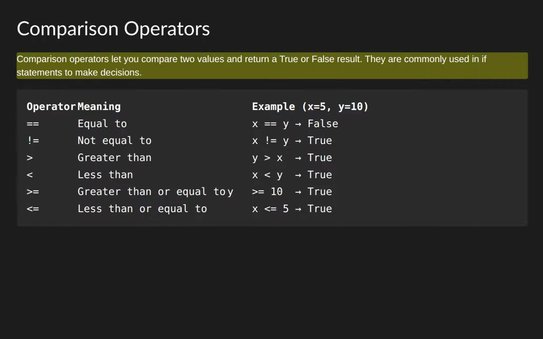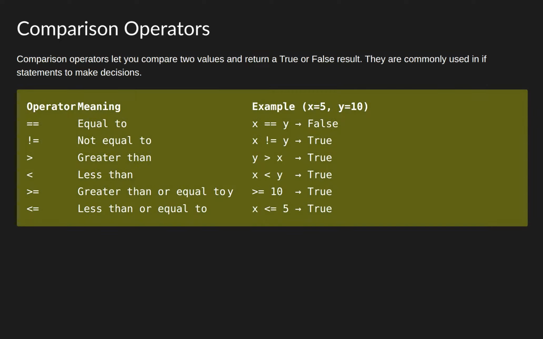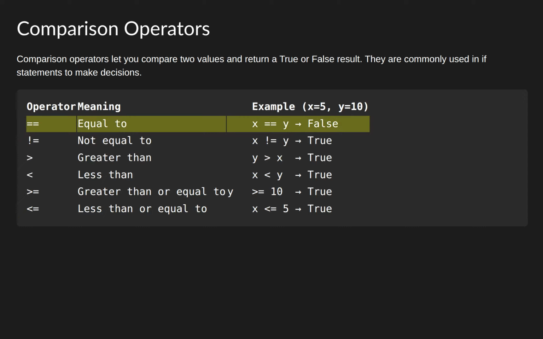Comparison operators. Comparison operators are used to compare two values, producing a result of either true or false. They are commonly applied in if statements to help programs make decisions. The double equals sign checks if two values are equal.